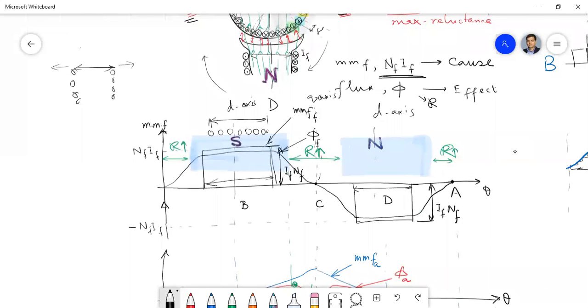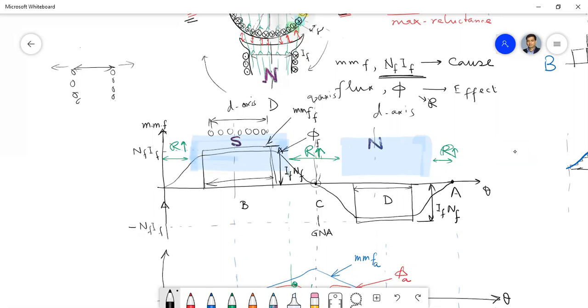Now the geometric neutral axis, or GNA, we get from the geometry. That means inside this, between the two poles, geometrically at the center we get the GNA. If we have the pole here and here, just at the middle we'll get the GNA. But the MNA, magnetic neutral axis, depends on where you actually get zero flux. The magnetic neutral axis depends on that.